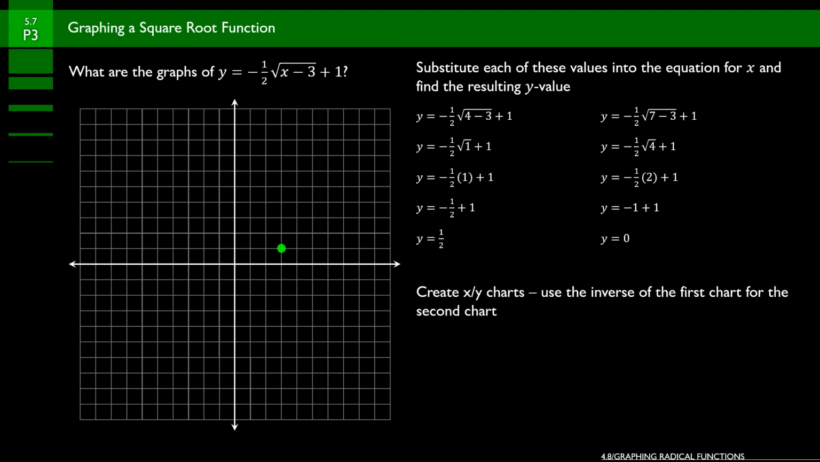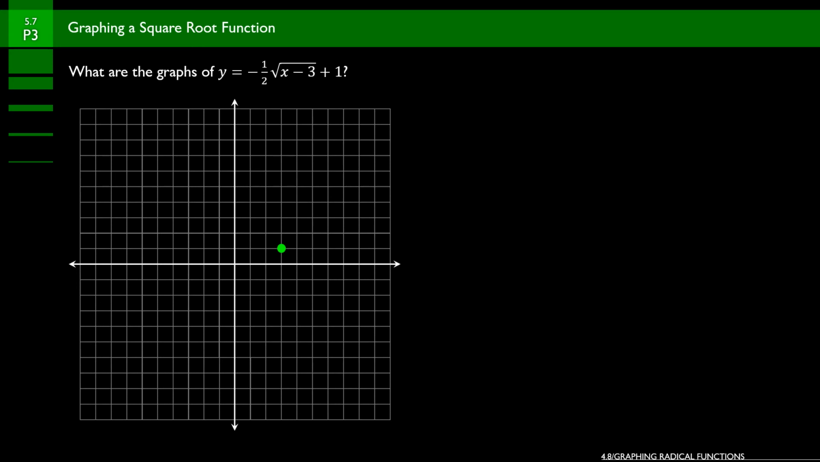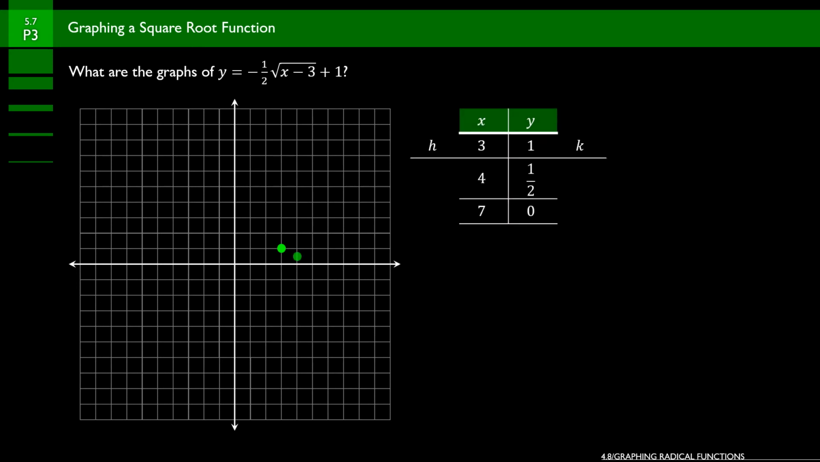So the first value would be 4. X equals 4 would make the radicand 1. So 4 minus 3 is 1. The square root of 1 is 1. Times negative 1/2 is negative 1/2. Plus 1 is 1/2. Then what value of x is going to make the radicand 4? That would be 7. So 7 minus 3 is equal to 4. Square root of 4 is 2. Times negative 1/2 is negative 1. Plus 1 is 0. So now we've got enough information to go ahead and create an XY chart, which we've done here. And you can see that we get a compressed graph that opens downwards rather than opening above the starting point.